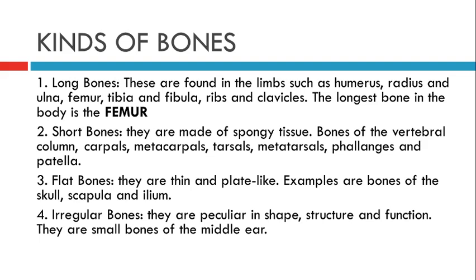Then we have flat bones. They are thin and plate-like. These are bones of the skull, the scapula, and the ilium. And we have irregular bones. They are peculiar in shape, structure and function. These are the bones found in the middle ear. Can I hear their names? Malleus, incus, and stapes. Yes, that's correct. These are the kinds of bones we have in the body.